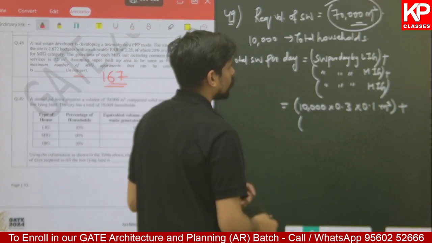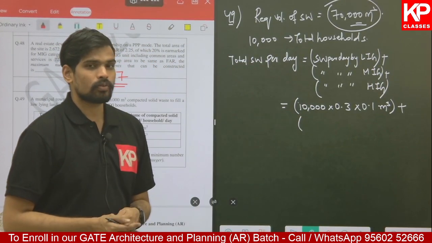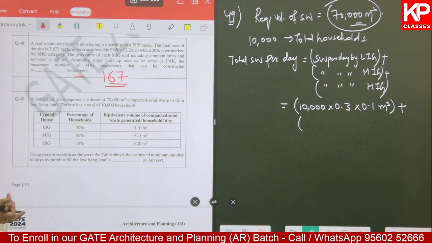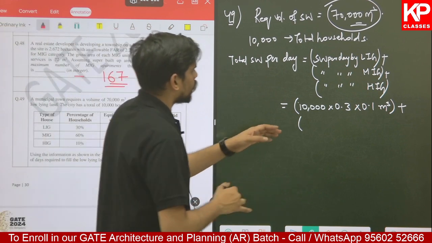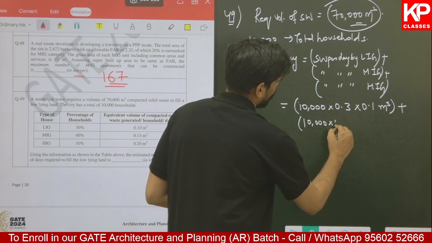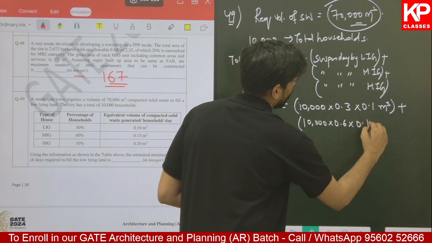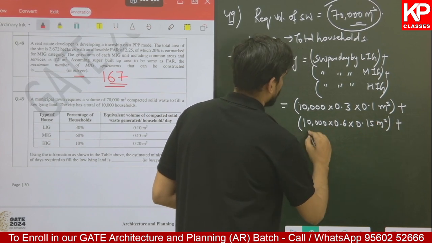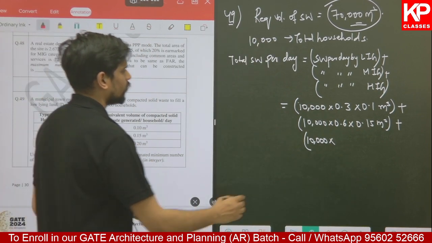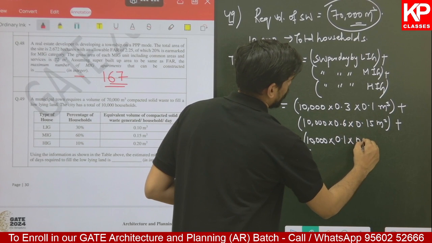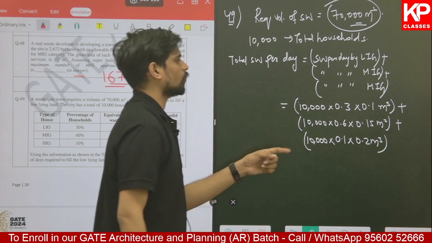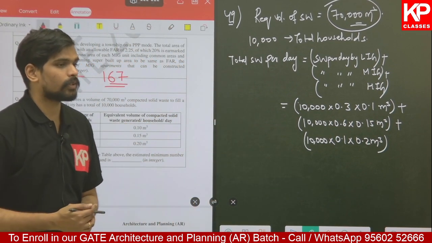Similarly, what will be the total solid waste generated by the middle income group households? Total number of middle income houses multiplied by the equivalent volume of waste generated per household per day. So it will be 60% of 10,000, so 10,000 into 0.6, and the waste generated by them is 0.15 cubic meters. Similarly, for the higher income group, it is 10% of the total households, 10,000 into 0.1, and the waste generated by them is 0.2 cubic meter per household per day. So that will be the total solid waste generated by the town per day.